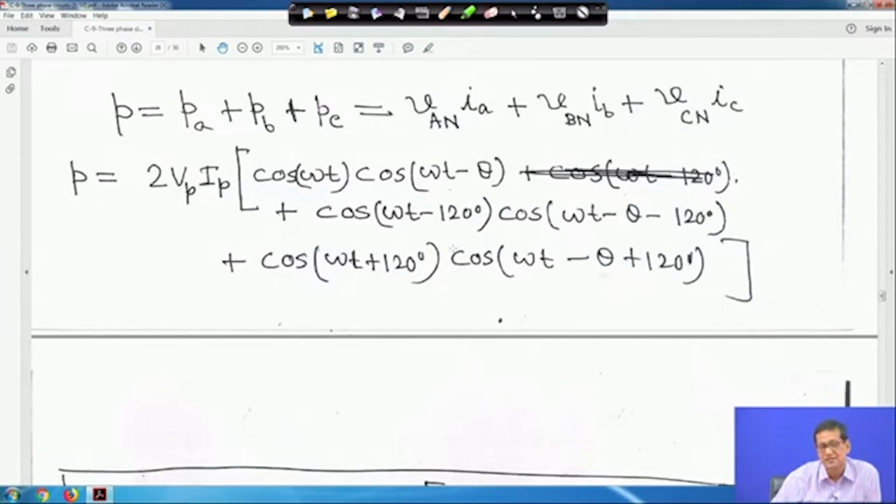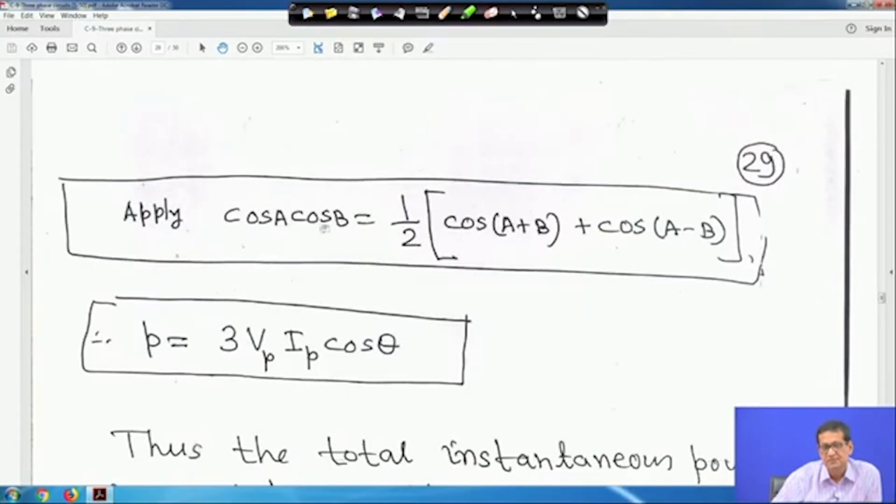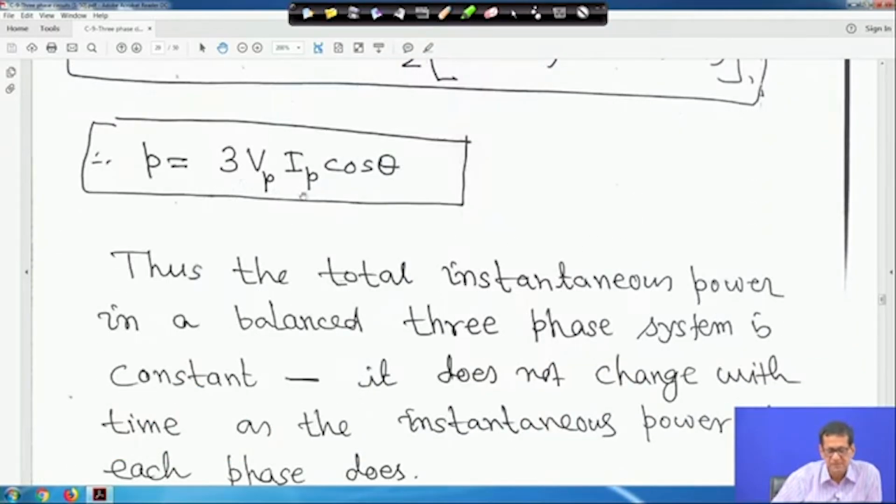I have written the final one, but you simplify this, right. In your class 11 mathematics trigonometry formula, you use this formula: cos A cos B is equal to half of cos(A plus B) plus cos(A minus B), and simplify. If you do so, it will become P is equal to 3 Vp Ip cos theta, right.